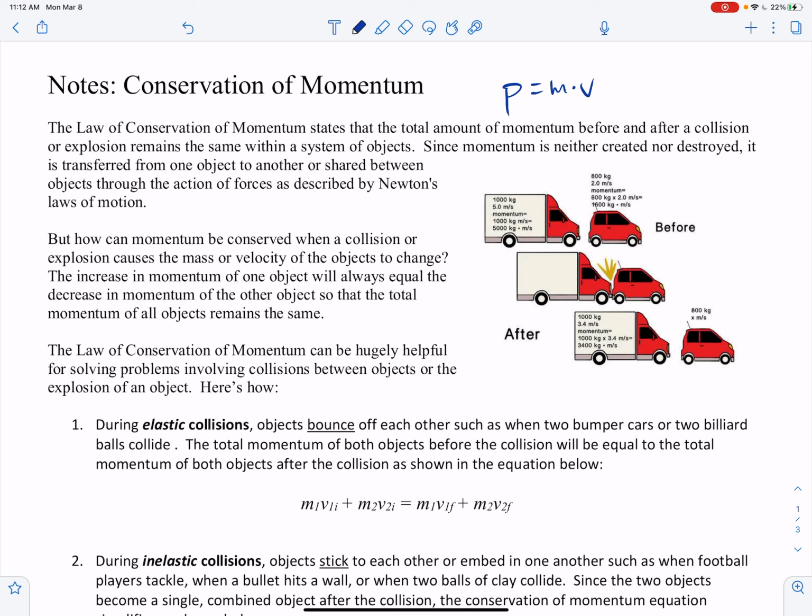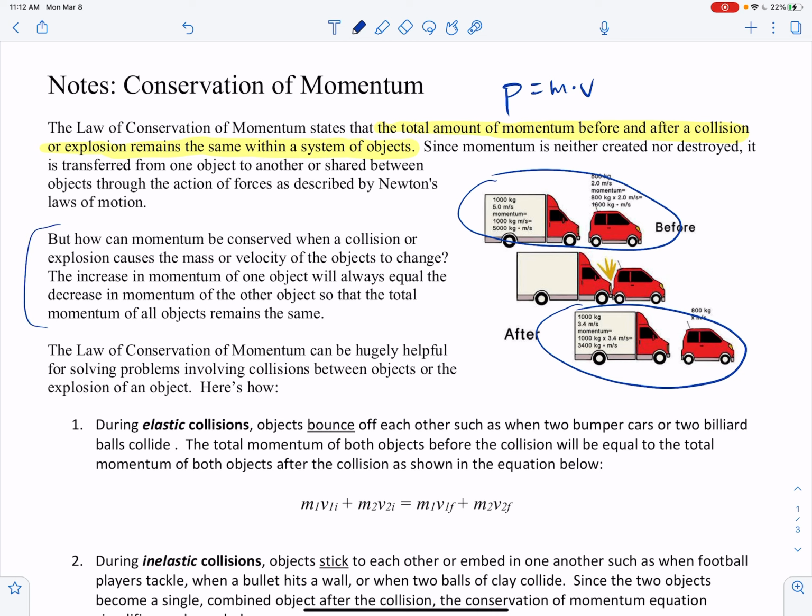And then this idea of momentum is a new quantity in physics, similar to energy, that is actually conserved. And so we call it the law of conservation of momentum. The law just states that the total amount of momentum before and after a collision or an explosion remains the same within a system of objects. In this picture, I've got a collision between a van and a car. The total momentum of the two of them before the collision is going to be equal to the total momentum of the two of them after the collision. That's the idea of momentum being conserved.